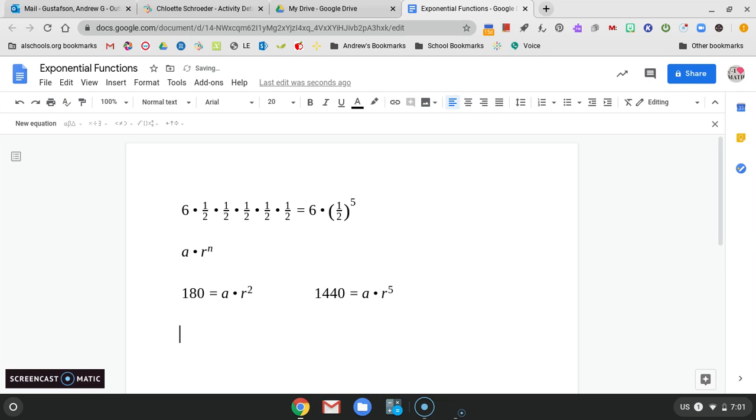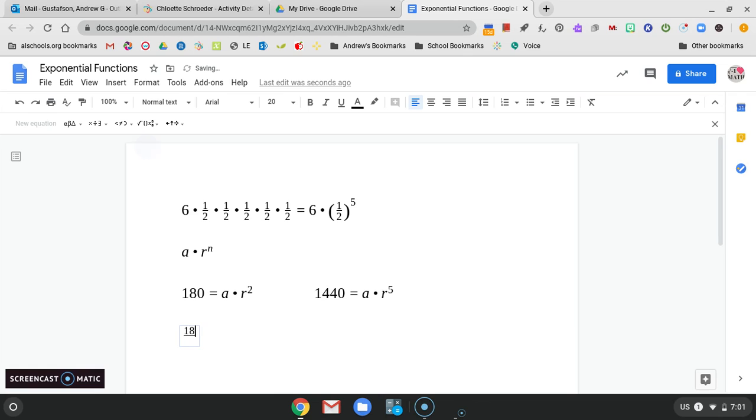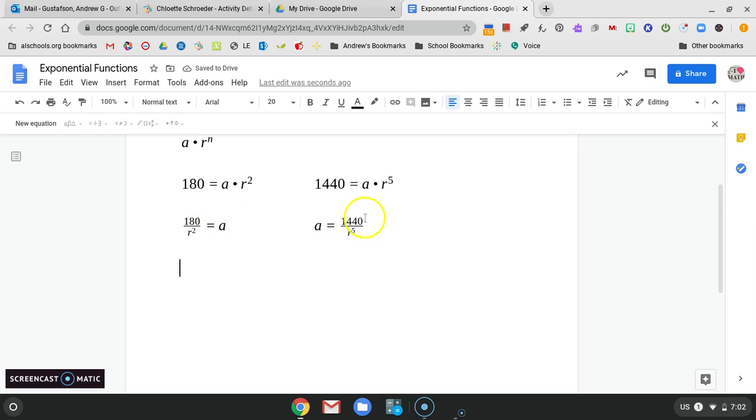And if I do that, I'm going to get something like this, where I have 180 over R squared equals A. And similarly, I can do the same thing here, and I can solve for A. There we go, R to the 5th. And then I can use substitution, and I can put those 2 equations together.